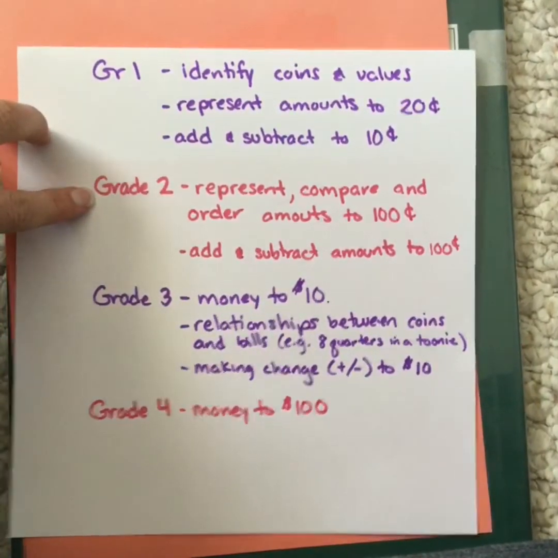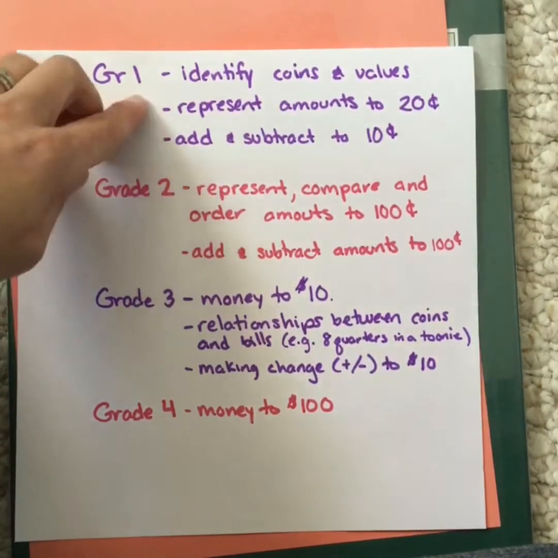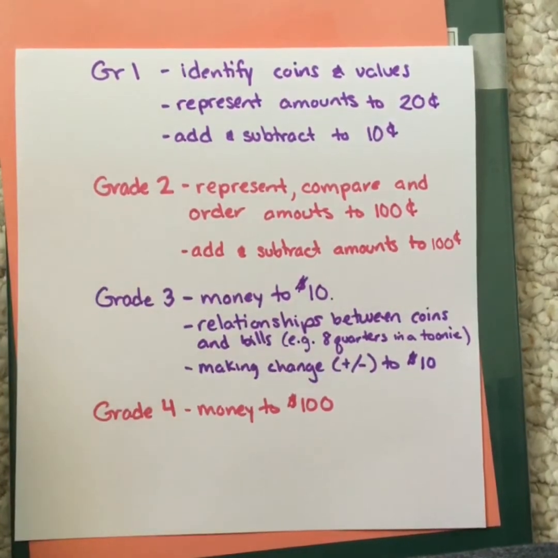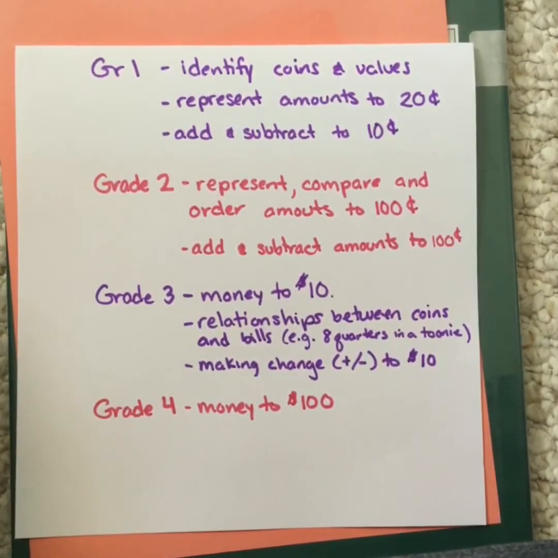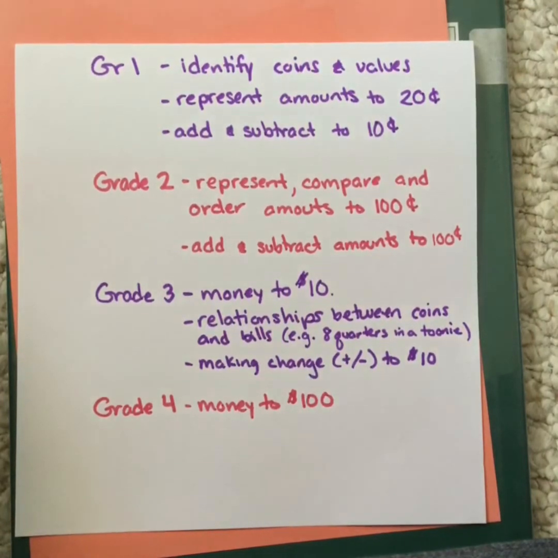Grade 2: represent, which means to make, just like before. So they can make or compare and order amounts to 100 cents or $1. Add and subtract amounts to 100 cents. So that change aspect. Grade 3 is to $10.